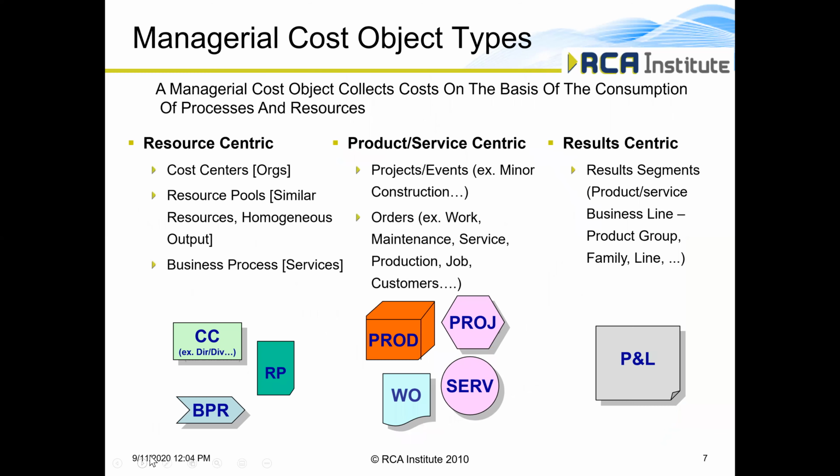So let's look at the various types of managerial cost objects that we model. We have 3 categories of those. We have resource-centric cost objects or managerial objectives. We have product or service-centric, and we have the results-centric. And what I'm going to do is go back through the diagram and talk about each of these a little bit and show them to you in the diagram.